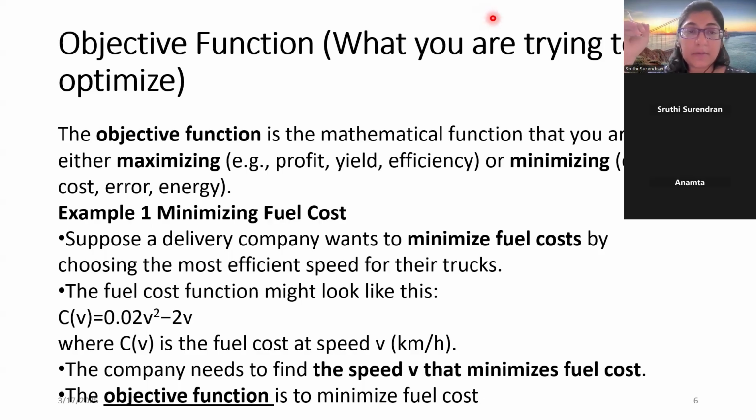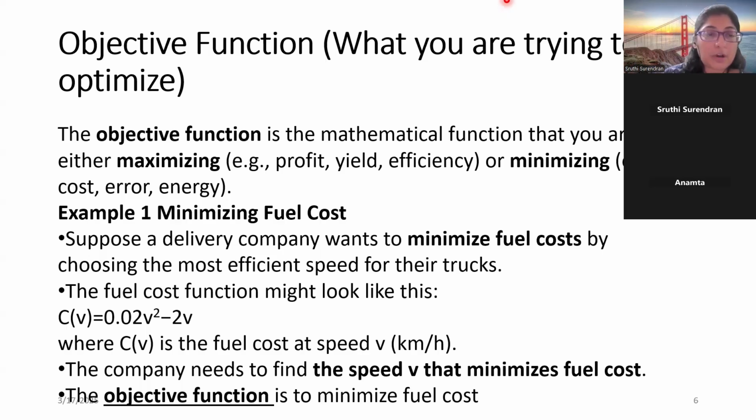So if you take, for example, a delivery company that wants to minimize the cost of the fuel of transporting something by choosing the most efficient speed for their truck. They want to reduce the cost of fuel that a truck requires by changing the speed of the truck. So minimizing the fuel cost is what you call the objective function here.